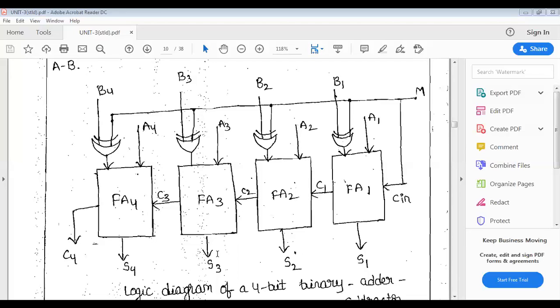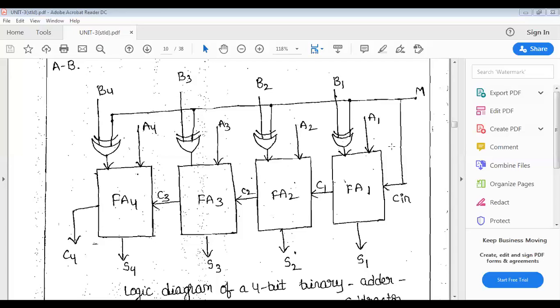The first full adder 1 takes A1 as one bit, and another bit is B1 bar. Why are you getting B1 bar? That is the exclusive OR operation of B1 and 1, since the mode operation is 1 now. B1 exclusive OR of 1 is B1 bar. So the first full adder performs the subtraction operation. It takes A1, B1 bar and Cin is equal to 1. Now we get A minus B.